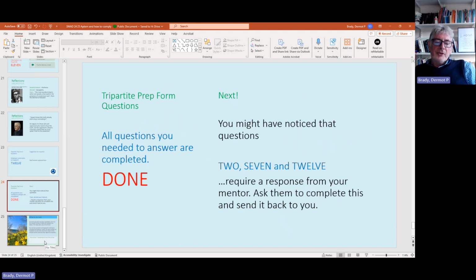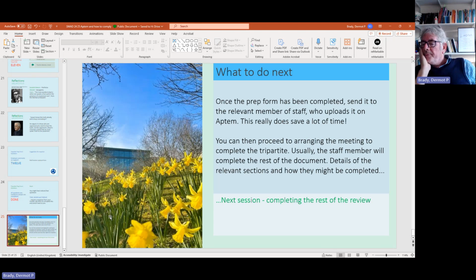So then the apprentice has the prep form. I cannot tell you how much time this saves. In any event, once you have completed the form, send it to the relevant member of staff. You'll get an announcement about that, and we'll tell you what to do, so don't worry about that right now. The staff member is going to upload that onto Aptem. Again, it does save time. Sometimes the apprentice does it, but at the start of your course it's probably easier if somebody else does it, because otherwise you'll have to navigate the various systems involved.